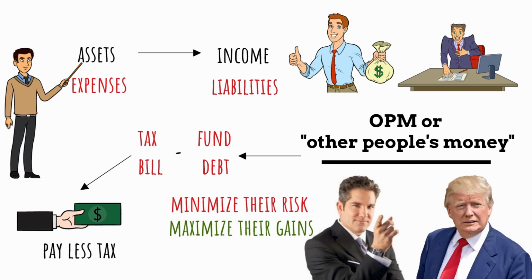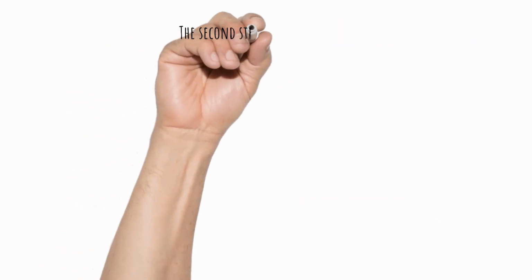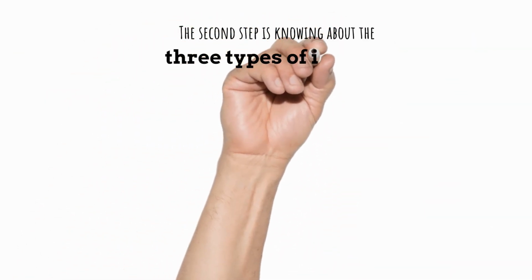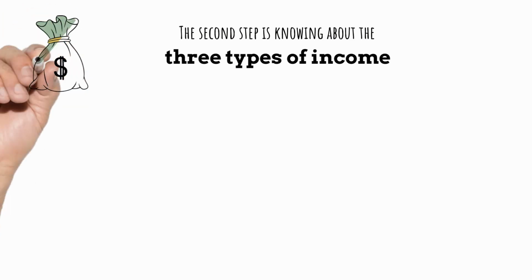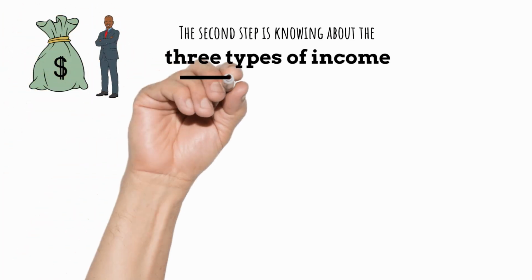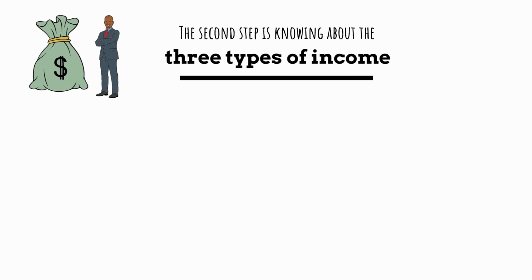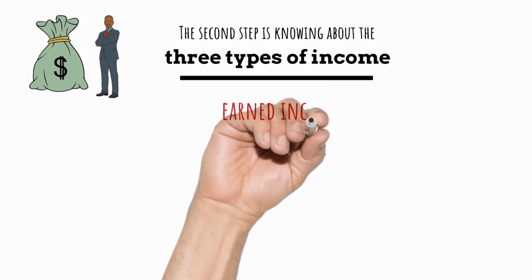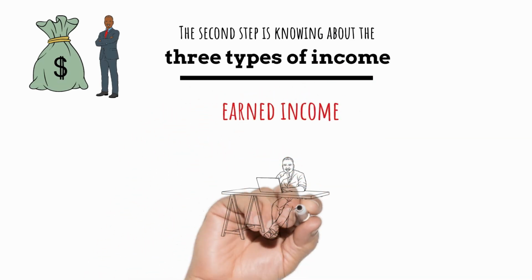To pay less tax. The second step is knowing about the 3 types of income. If a wealth disparity is the reason why some people pay less taxes, then it is because of the 3 different kinds of income. One of the first types of income is earned income.